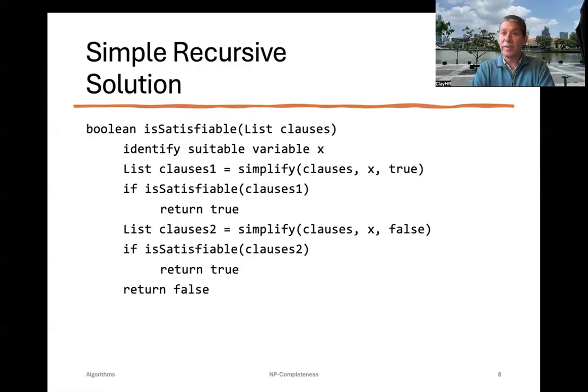Okay. So it's a recursive solution. You have just identified some variable x, and you're trying that to be either true or false. And if neither works out, then you say, okay, this formula is not satisfiable. Okay. So let's talk a little bit further on what it means to say a suitable variable x.